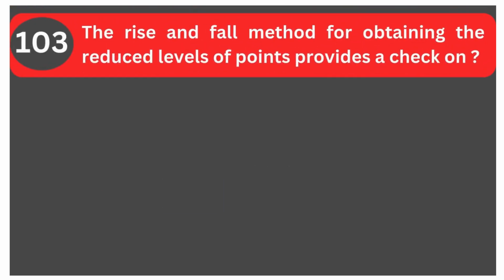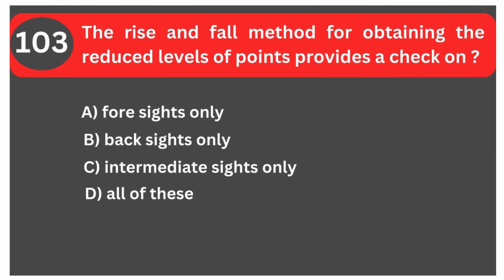The rise and fall method for obtaining the reduced levels of points provides a check on. Options: A. Fore sides only, B. Back sides only, C. Intermediate sides only, D. All of these. Answer D. All of these.